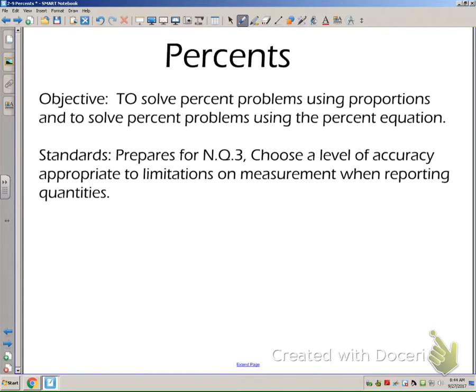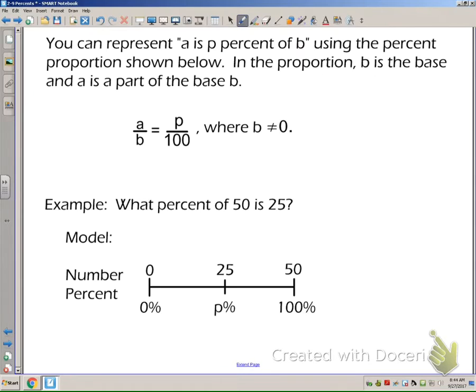The objective is to solve percent problems using proportions, and this is something that you will use quite a bit in your life. I use it when I'm shopping. I use it just for all kinds of different things. We'll get into some problems where you can use this.